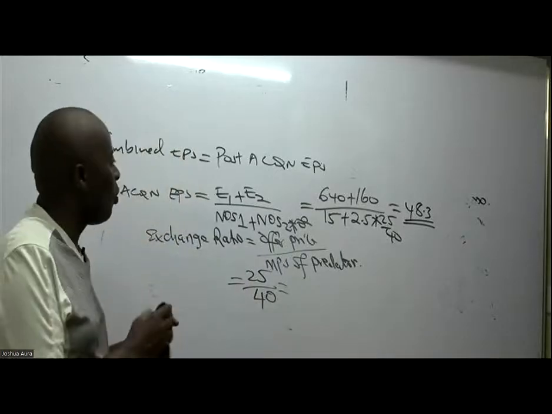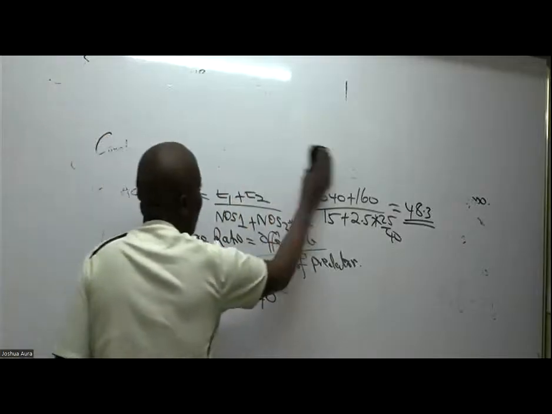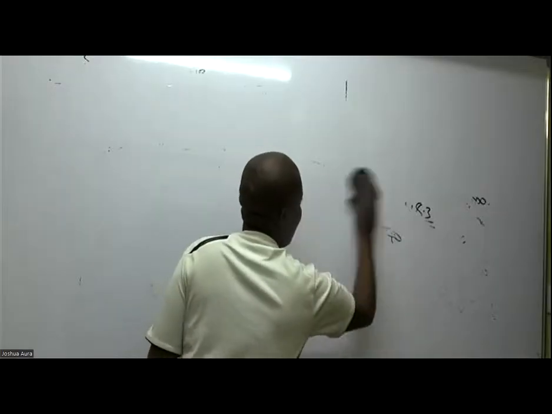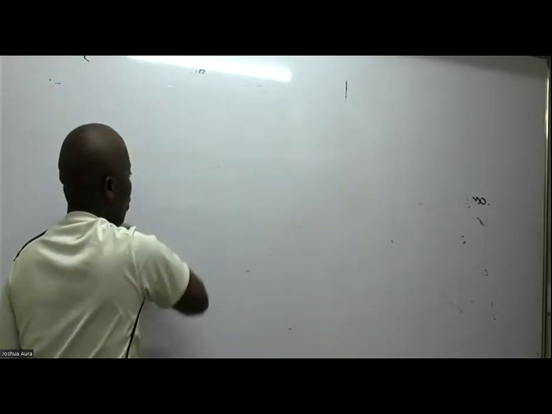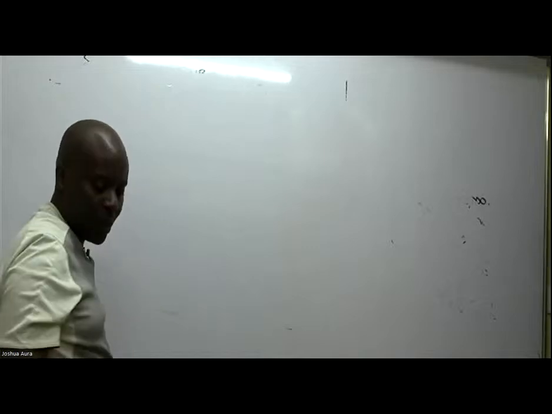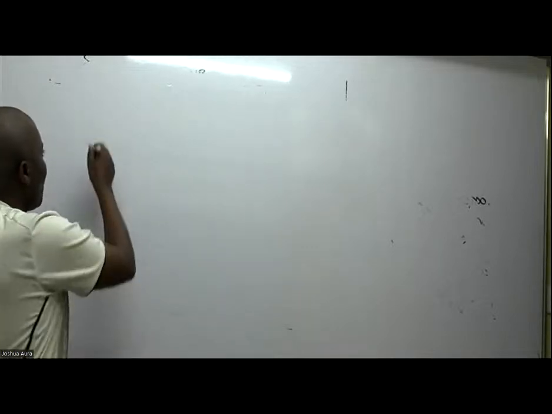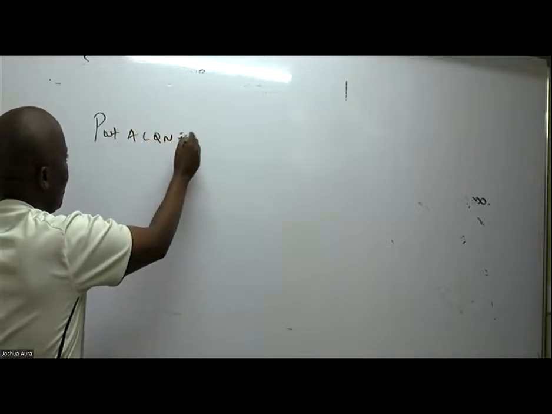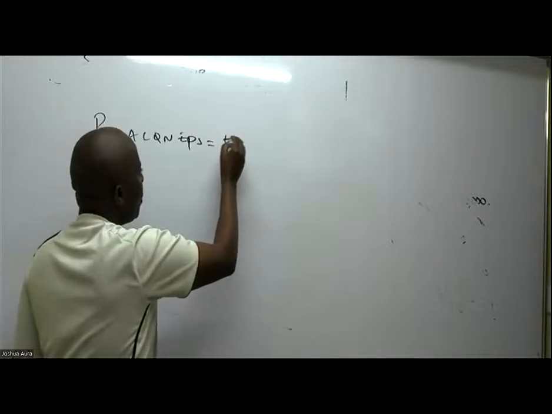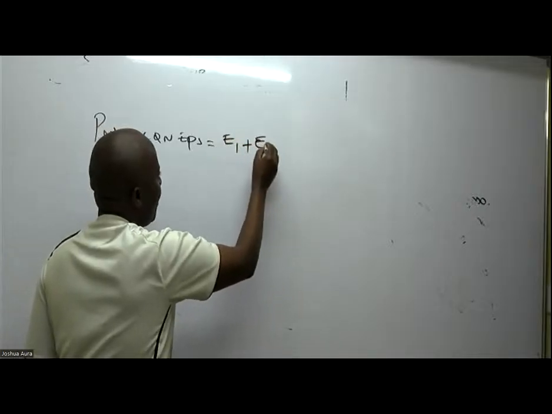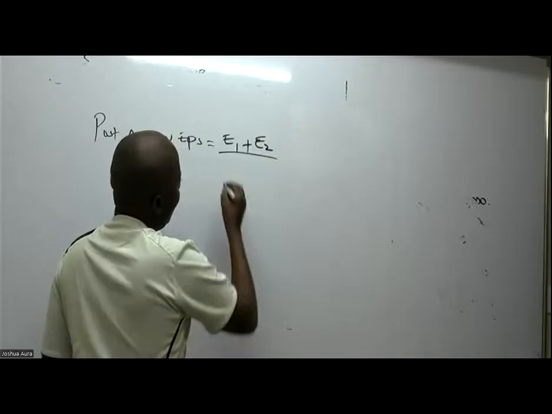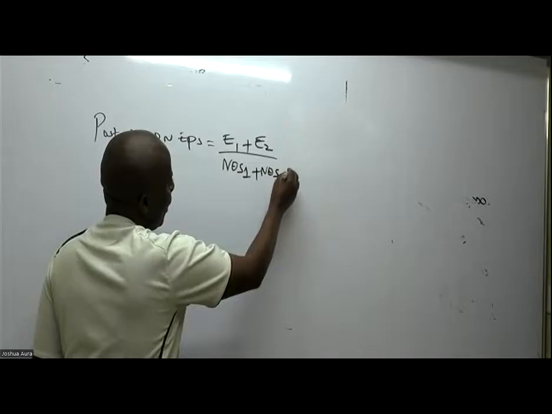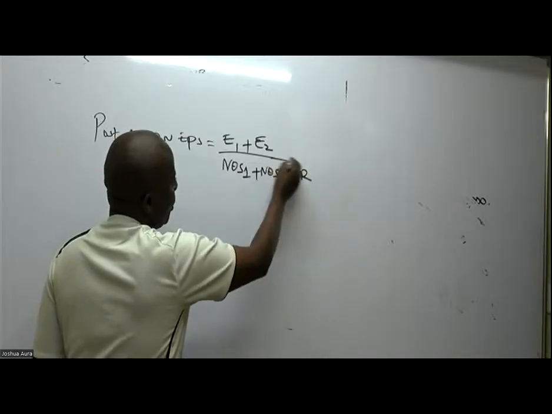This is how my formula of post-acquisition EPS will look like. Post-acquisition EPS will be earnings of company 1 plus earnings of company 2 all over number of ordinary shares of company 1 plus number of ordinary shares of company 2, of course, times exchange ratio.